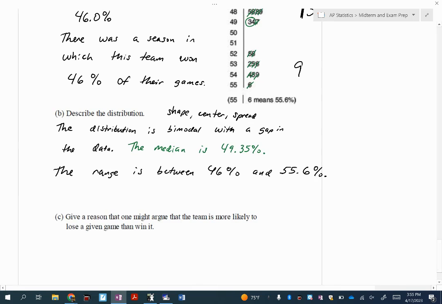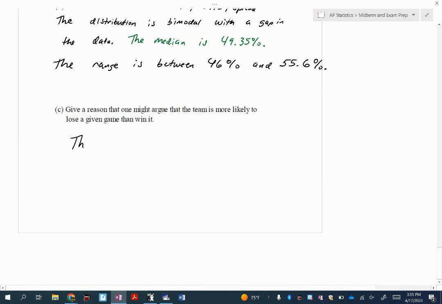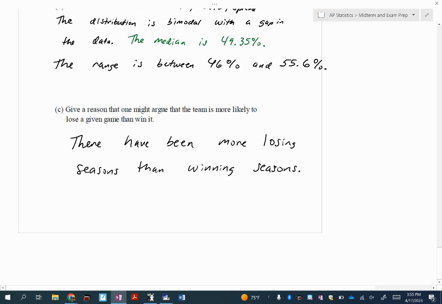So I'm going to put what Ricardo said, which I agree. There have been more losing seasons than winning seasons. But again, context is king here. If these winning seasons are happening recently in the last few years, then I'd probably be more inclined to say that they would win more games.